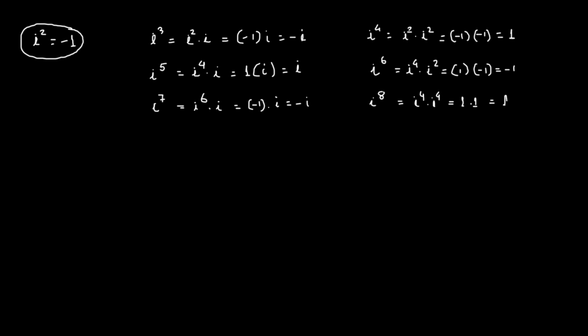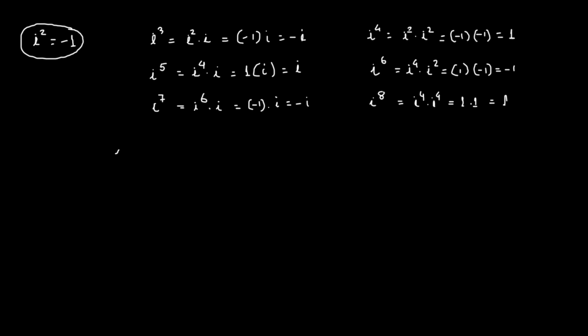And we can continue. Now here we see that when the index of i, or you can say the power of i, is an odd number, 3, 5 and 7, we are getting negative iota, iota and negative iota respectively. And whenever the power of i is an even number, then we are getting all real numbers.